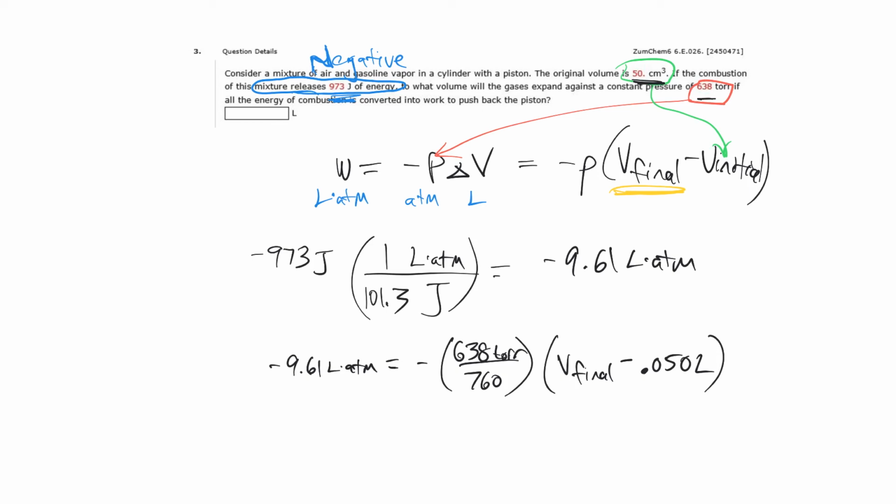At this point, you can pull out your calculator. Let's divide negative 9.61 by negative 638 over 760. That works out to be a positive 11.44. And that's in liters. And that equals V final minus 0.05 liters. Add 0.05 to both sides. And we get V final equal to 11.49 liters, which you could round to 11.5.